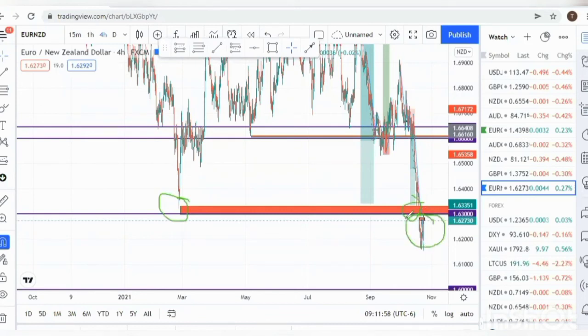However, we are yet to determine the fake breakout until it makes the move that we are currently expecting. And also, in my psychological level, 1.6300, that is one thing I'm telling you.